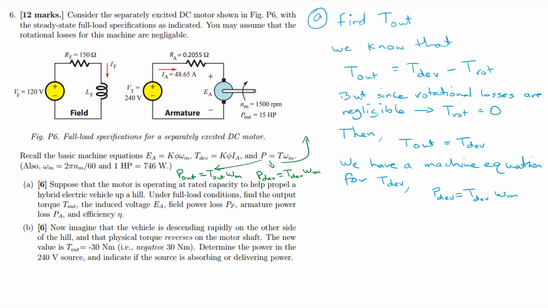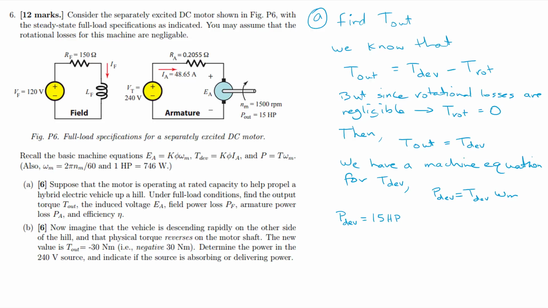or we can say P rotational is equal to T rotational times omega m. Those are all the different interpretations that we can have for that particular machine equation, and that's why I used the one that was useful for me. So what we know is the power developed, and that's 15 horsepower.